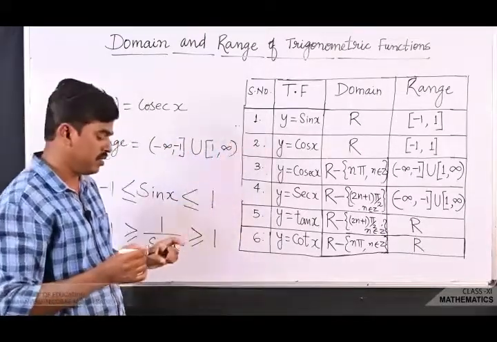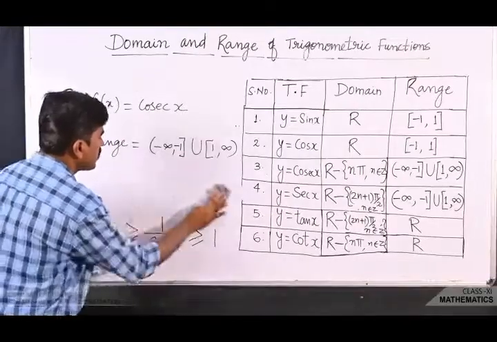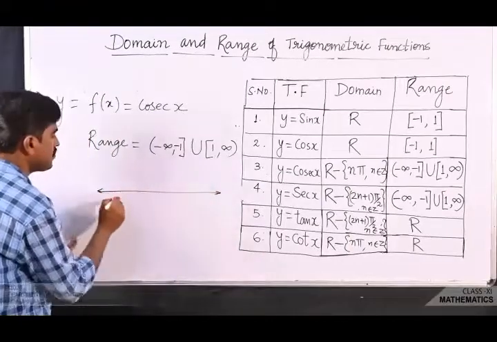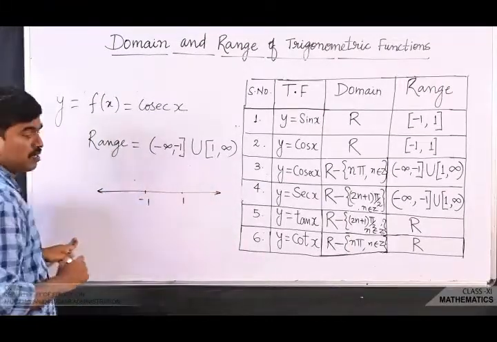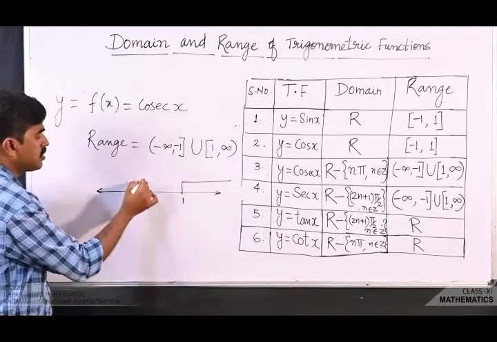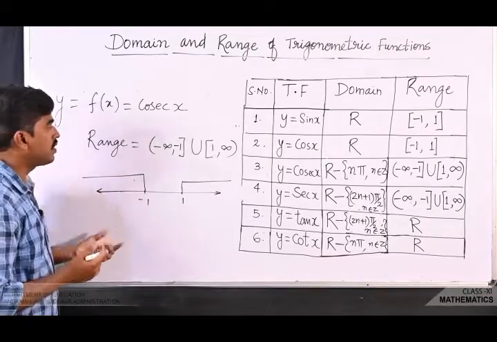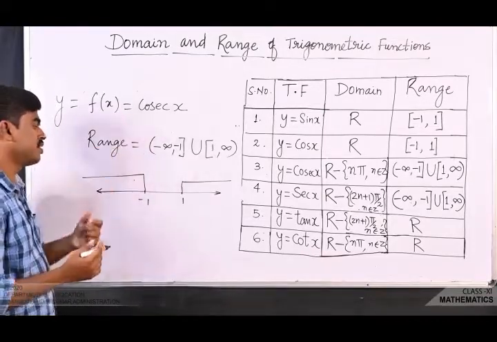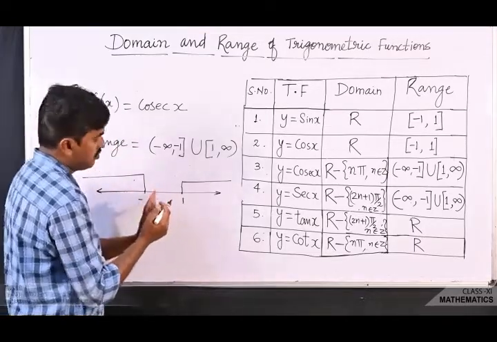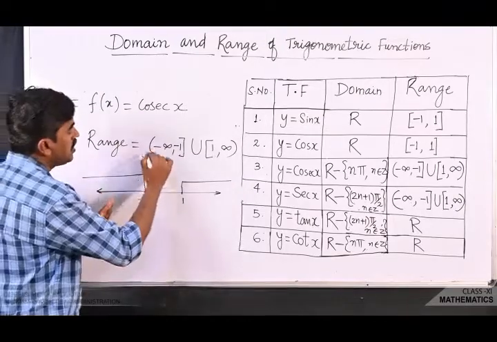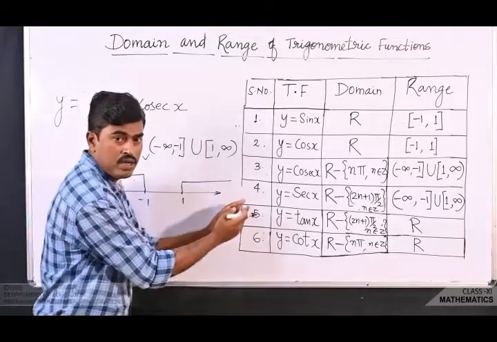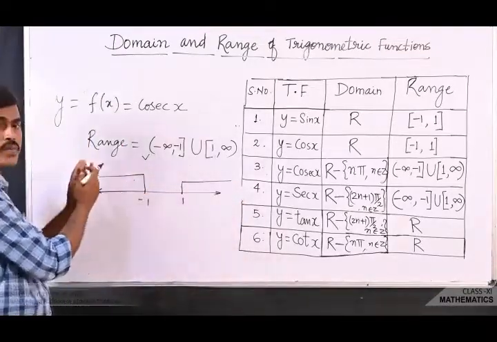So the range of cosec x, just see on the number line, it is minus 1, it is 1. All the real numbers which are greater than or equal to 1 and less than or equal to minus 1 will be under the range of this cosec function, and there will be no image between minus 1 and 1. Clear? So this is the range of the cosec function. That means all real numbers greater than or equal to 1 or all real numbers less than or equal to minus 1.